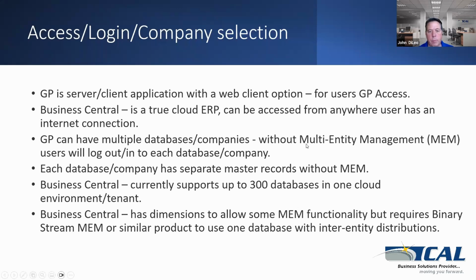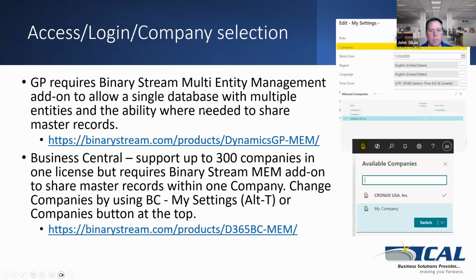For anybody that's familiar with Binary Stream, they've been in the GP space forever, and then they moved over to the Business Central space, and they've been in that space since Business Central has been around. GP requires Binary Stream multi-entity management. Anybody that's interested in that, there's a link here, and then a link to Business Central. Similarly, there is another product out there that would add some of the functionality that MEM does to BC, but in either case, if you need it, you can do it. Otherwise, you'd be setting up separate companies.